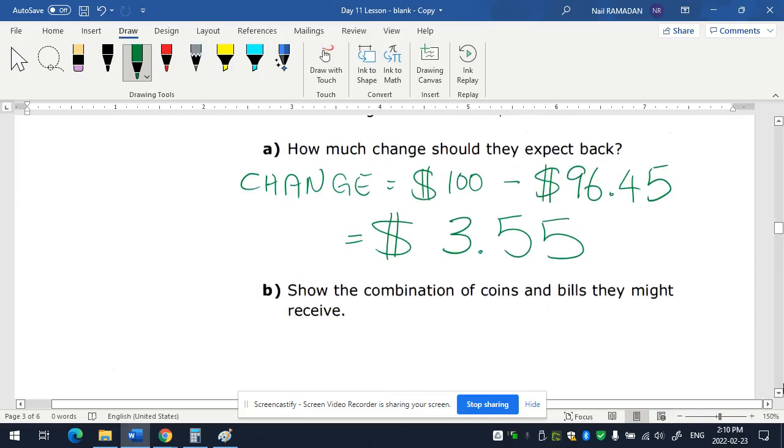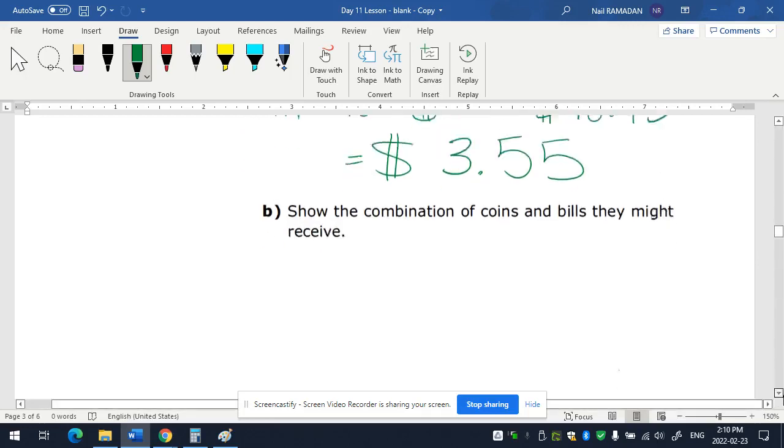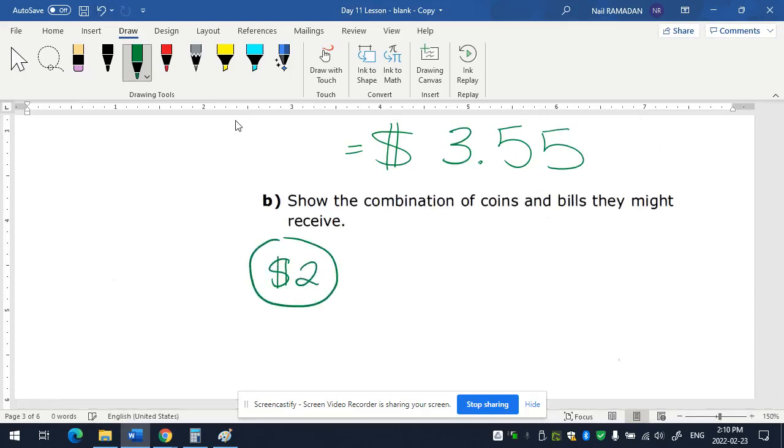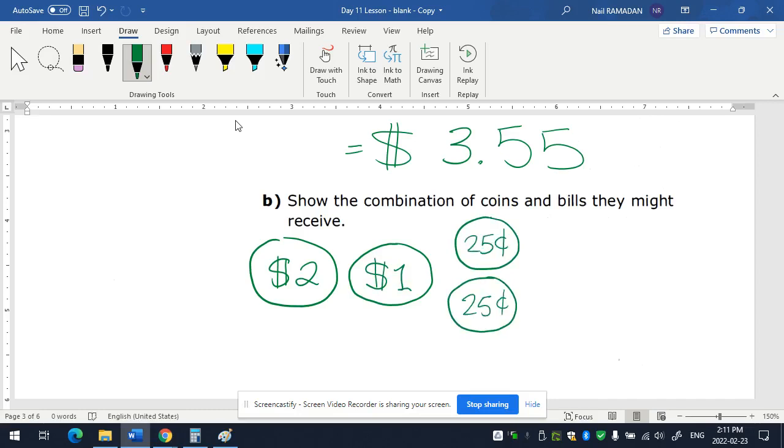Okay, show the combination of coins they might receive. Well, you know what? There's like 100 different options. Let's go with the easiest one. One toonie. So just put one circle and you put $2 on it. Put another circle. Doesn't really have to be smaller. Who cares? What matters is the number inside. And two 25s. So one here and one here. 25, 25. That covers 50. I need 5 more. I don't really care if you sketch a smaller circle. It's the number inside the circle that matters.